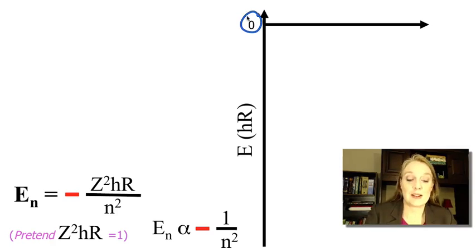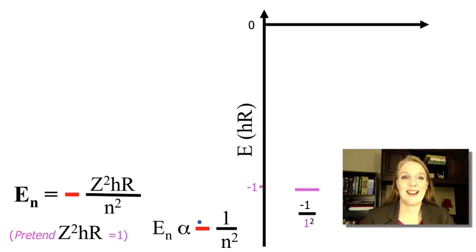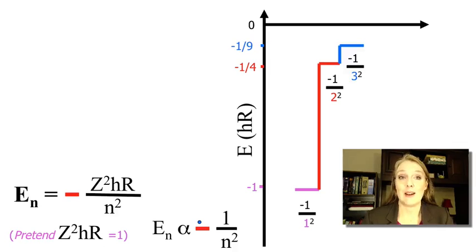Notice 0 is up at the top of this graph, so all of the numbers I'm going to be plotting are negative numbers. The first number I'm going to plot is minus 1 over 1 squared. And that gives me a value of minus 1. If n equals 2, then I would have minus 1 over 2 squared, or minus 1/4. That's about where that would plot. If n equaled 3, then I would have minus 1 over 3 squared, or minus 1/9. If n equals 4, I have minus 1 over 16, and if n equals 5, I have minus 1 over 25.